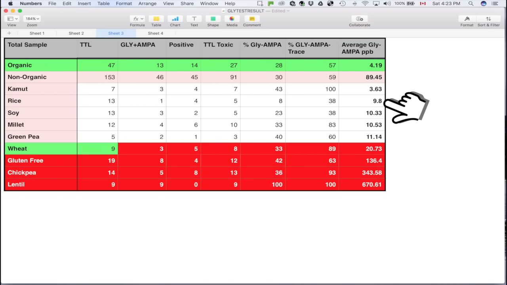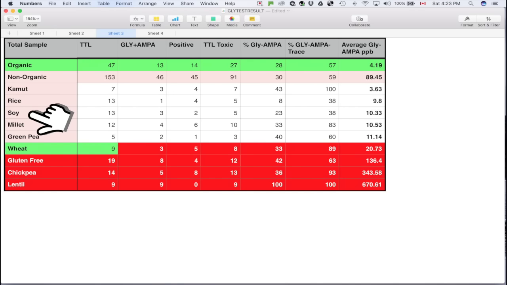It shows 9.8 parts per billion, or 0.0098 parts per million, and this includes some that have some trace amount, and only one sample that shows a small, actually measurable amount of glyphosate. All the rest were trace amounts, and many of them had no glyphosate at all. So that's rice, and the average is still pretty low.